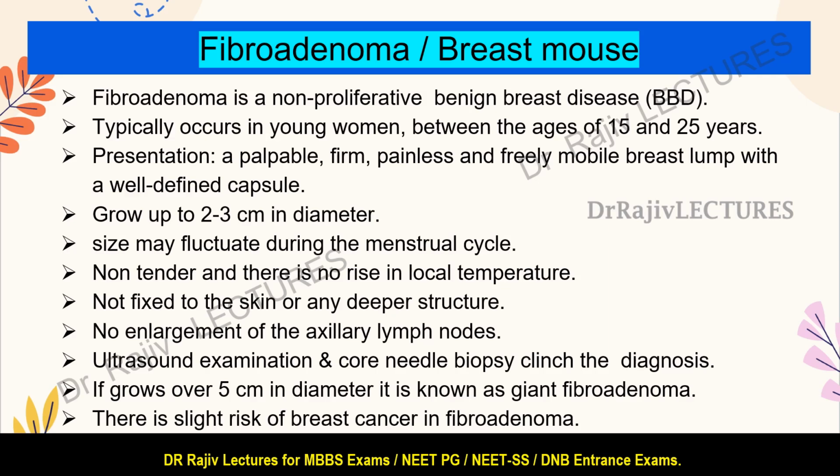Fibroadenomas usually present as a firm, painless and freely mobile breast lump. On examination, the lump is not tender and there is no rise in local temperature. The mass is not fixed to the skin or any deeper structures. It is highly mobile and therefore it is also called a breast mouse. There is no enlargement of the axillary lymph nodes. Ultrasound examination of the mass can differentiate it from a cyst.